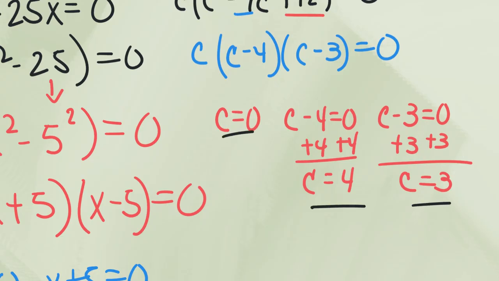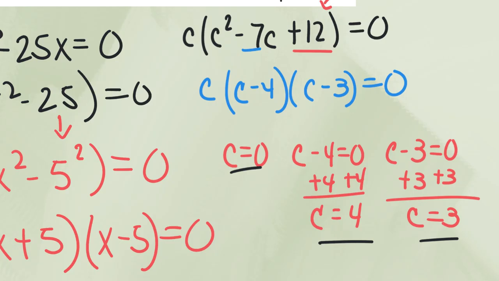Now notice I didn't get a perfect square. Why? Because 12 is not a perfect square. If 12 had been a perfect square, remember that B also has to be divided by 2 in order for the trinomial to be a perfect square.